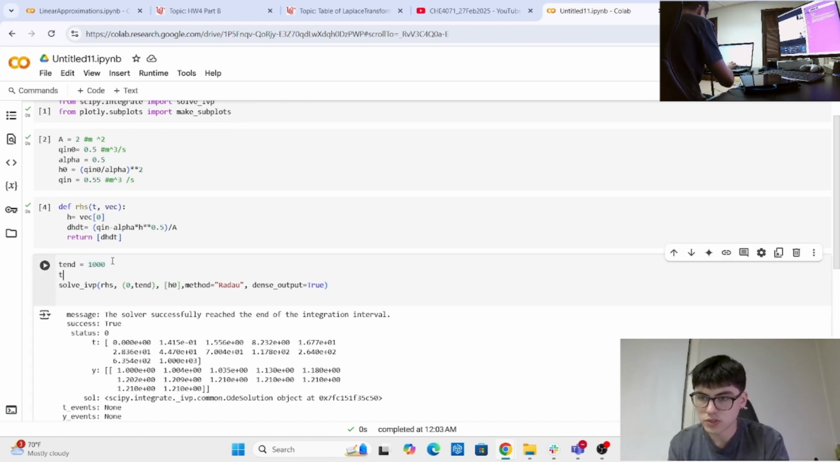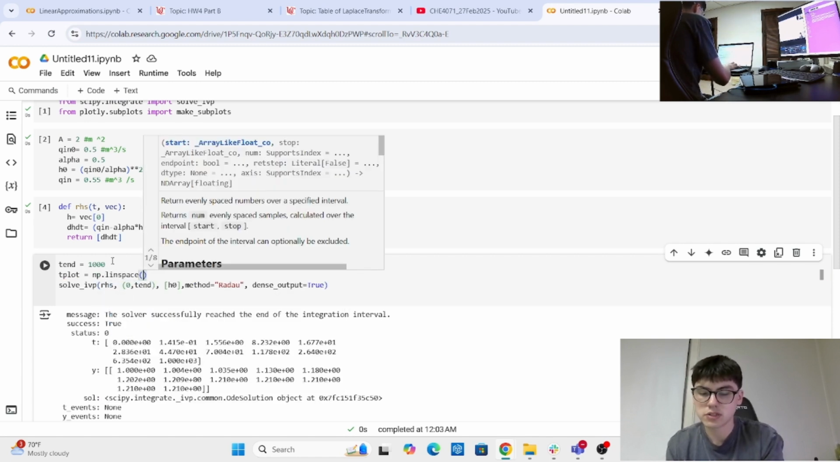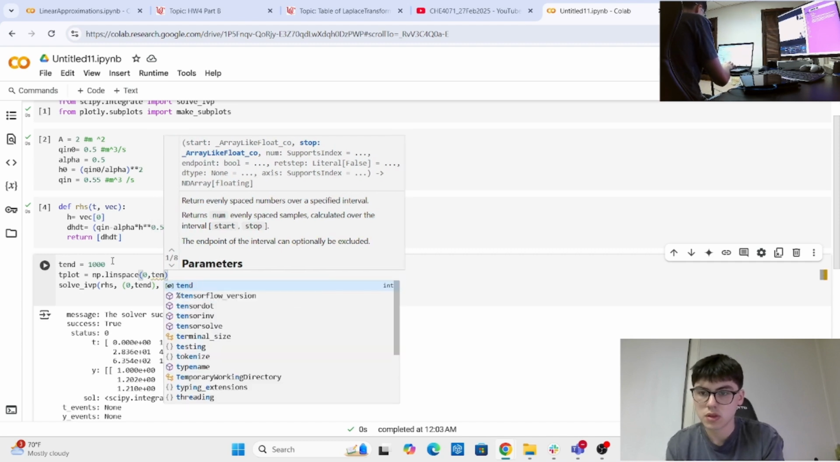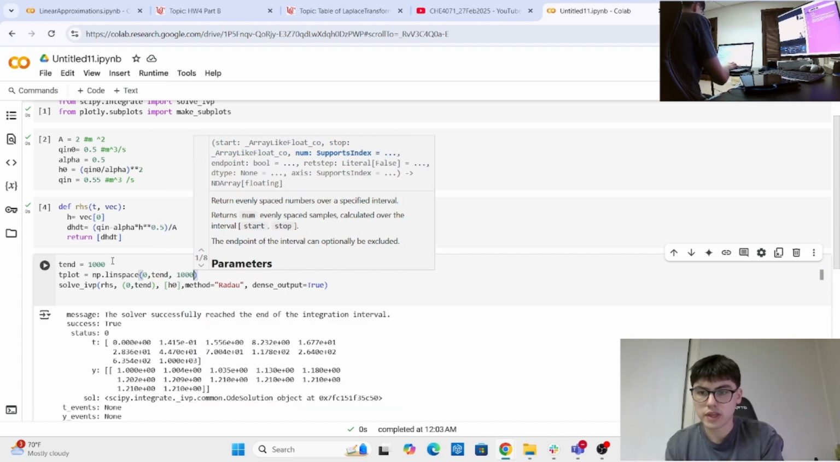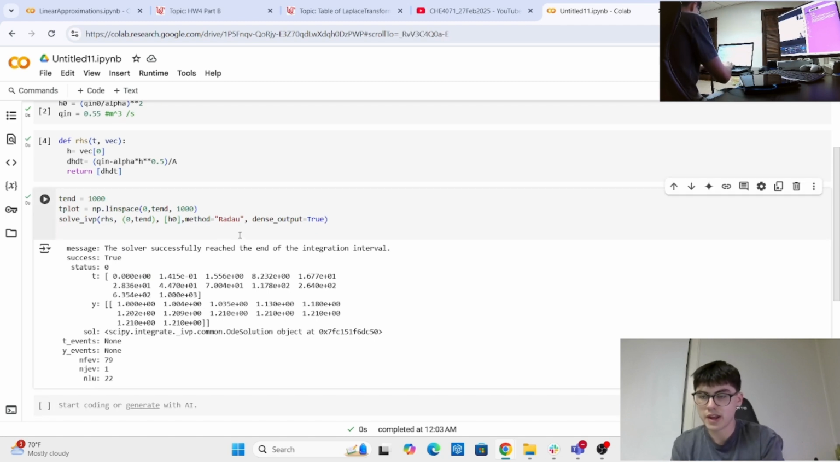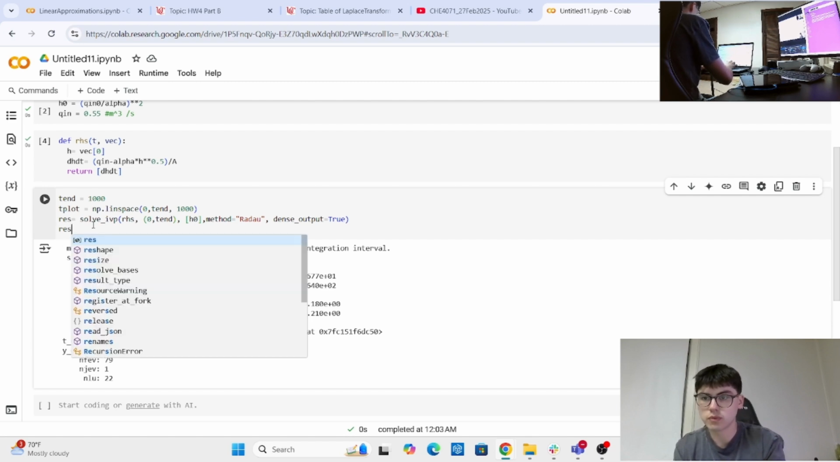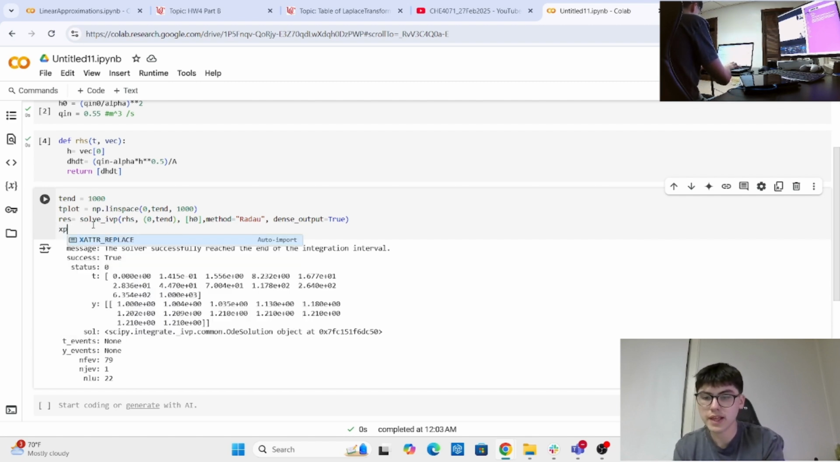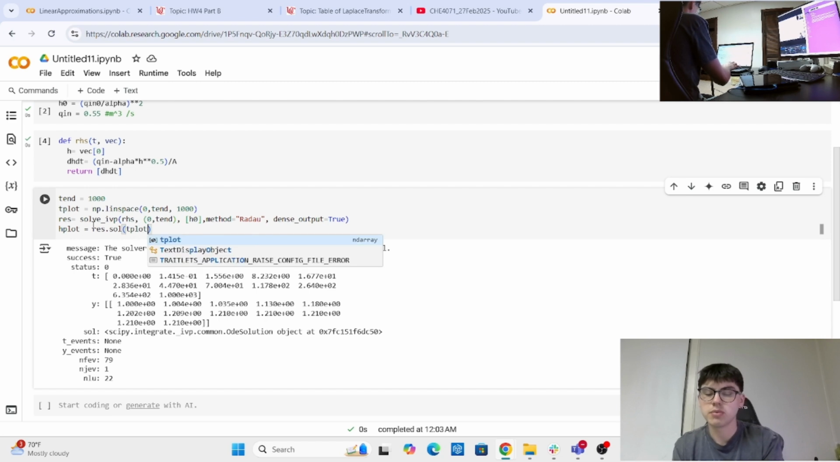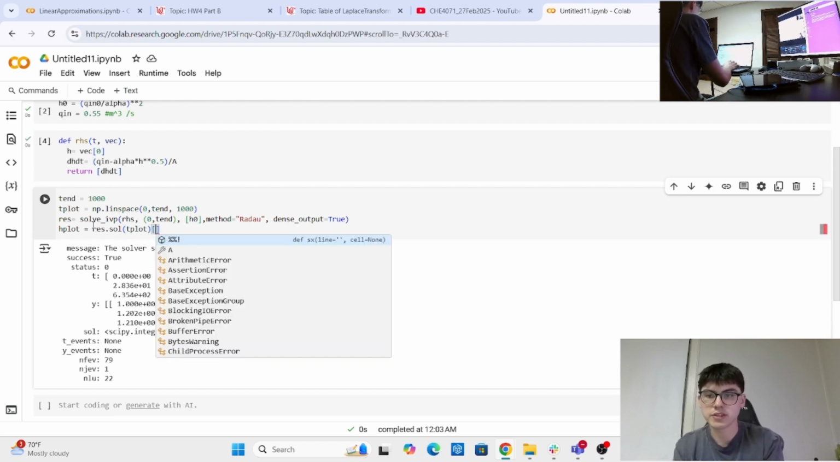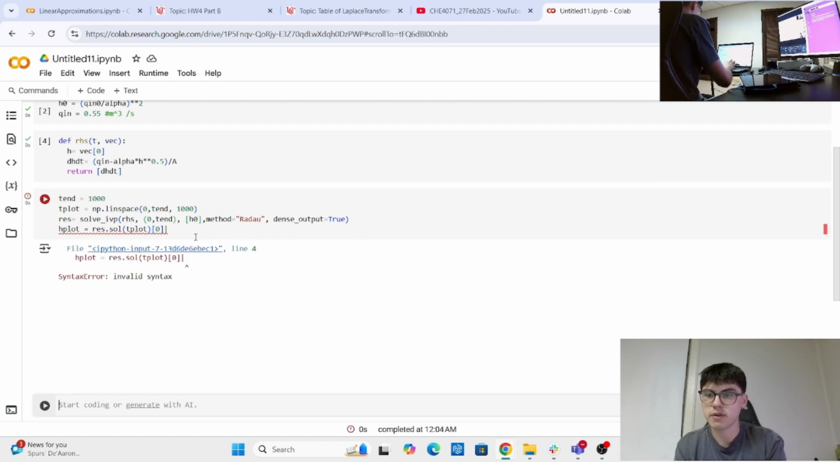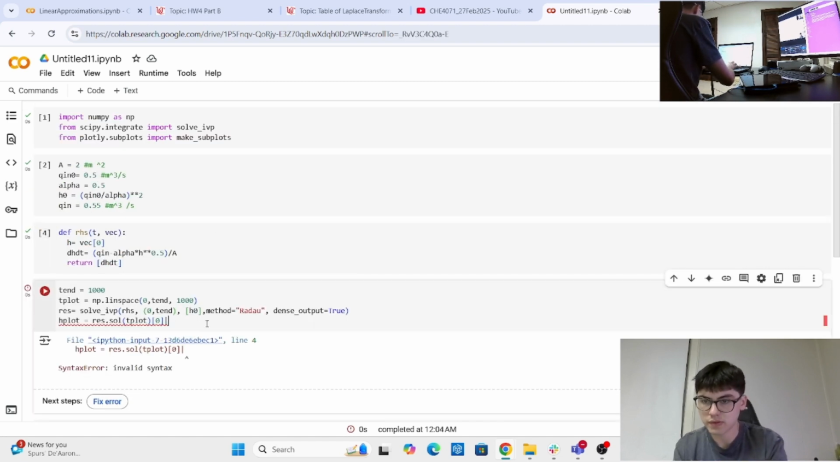So let's take a look at these values now. We'll say t plot will be equal to np dot linspace. It's not just random points, and we'll look at 1,000 of them. So we'll go ahead and unpack this now. h plot will be equal to res dot sol evaluated at t plot, and then it will return an array, so we want the first index of that array.